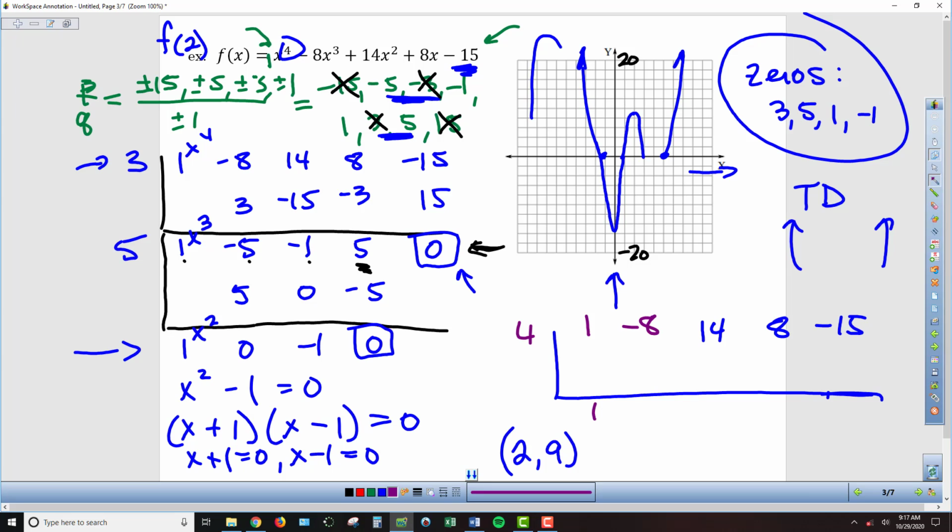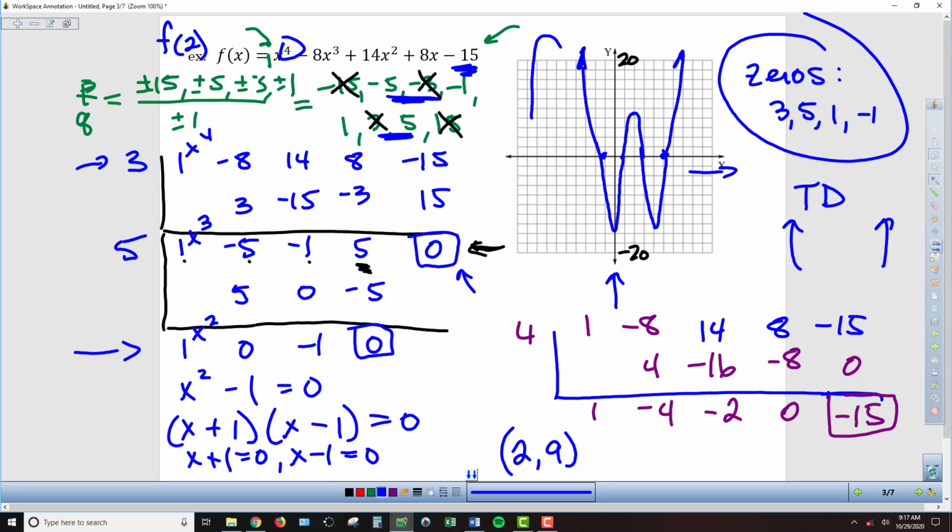So I've got 1, 4 times 1 is 4. I get negative 4 when I add, negative 16 when I multiply, negative 2 when I add, negative 8. Add those together, I get 0. 4 times 0 is 0. And my remainder here is negative 15. So now, similar to when we crossed through the y-axis, I've got negative 15 as my bottommost point, so it's going to be about the same place right here. And so we've now pieced together the graph of this function.